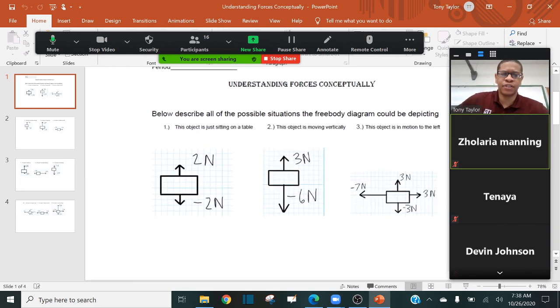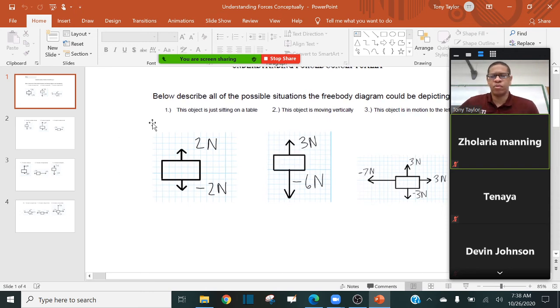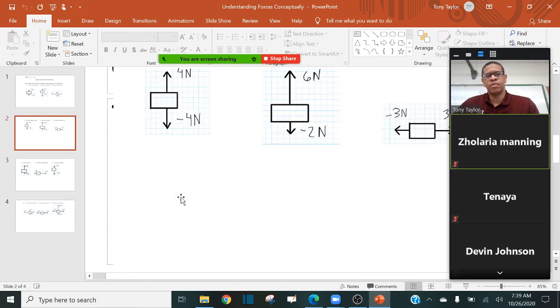Here were several examples that we looked at last week. So, for example, considering situation one, what would be the possible scenarios this free body diagram could be depicting? And notice number one says this object is just sitting on a table and there are balanced forces acting on it. Remember, guys, if there are balanced forces acting on your object, Newton's first law says that an object at rest should stay at rest. So this object is just at rest sitting on a table. Okay. Let's look at another situation.